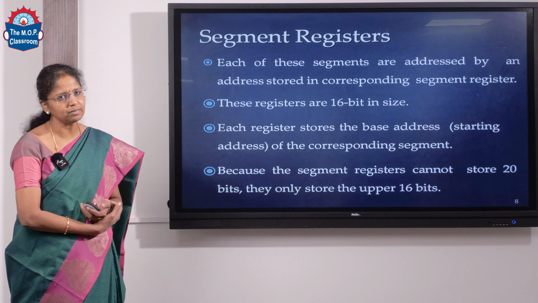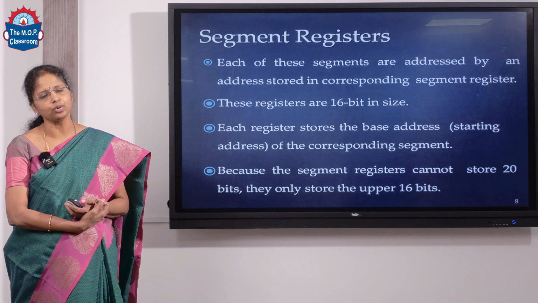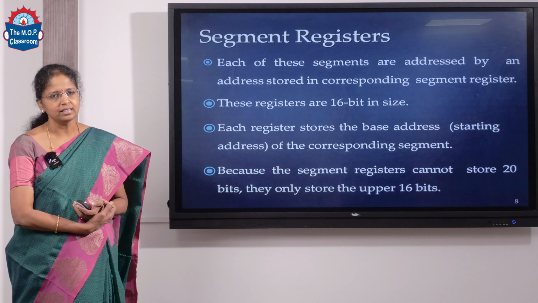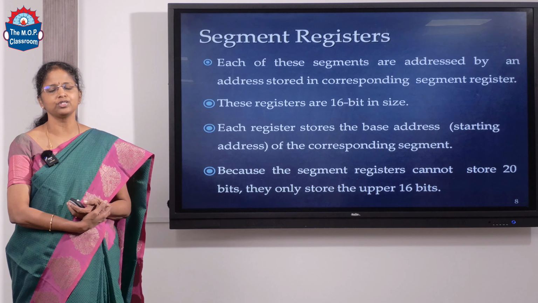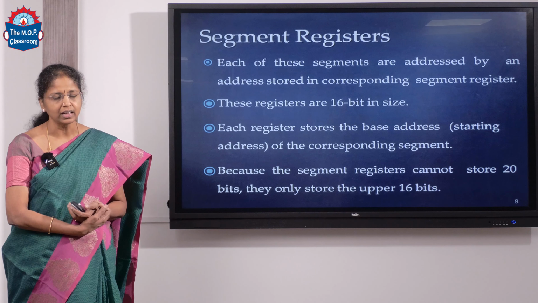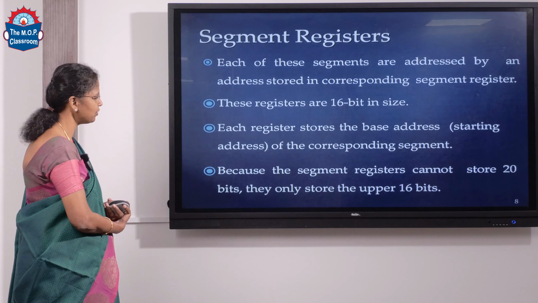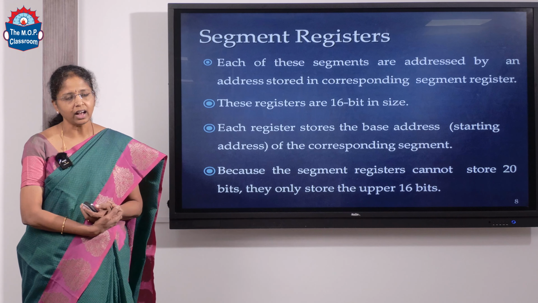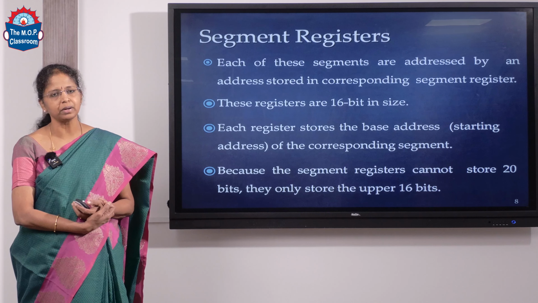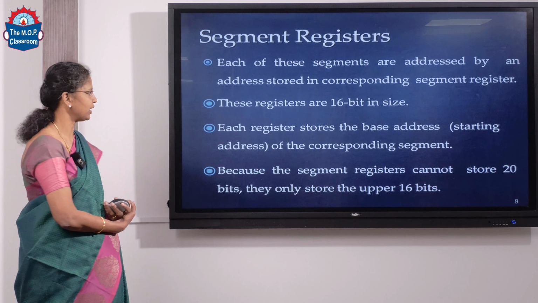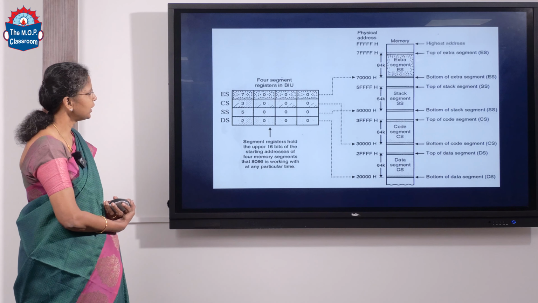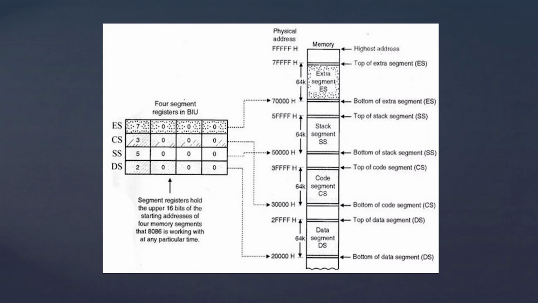These segment registers are 16 bit in size, and they store what is called the base address. Since they are 16 bit in size, they can store only a maximum of 16 bits. So they store what is called the base address. Later in this video, we'll see what a base address is and how our requirement of a 20-bit address is satisfied. Okay, now this is a diagram showing, on the right hand side, the memory segmentation.